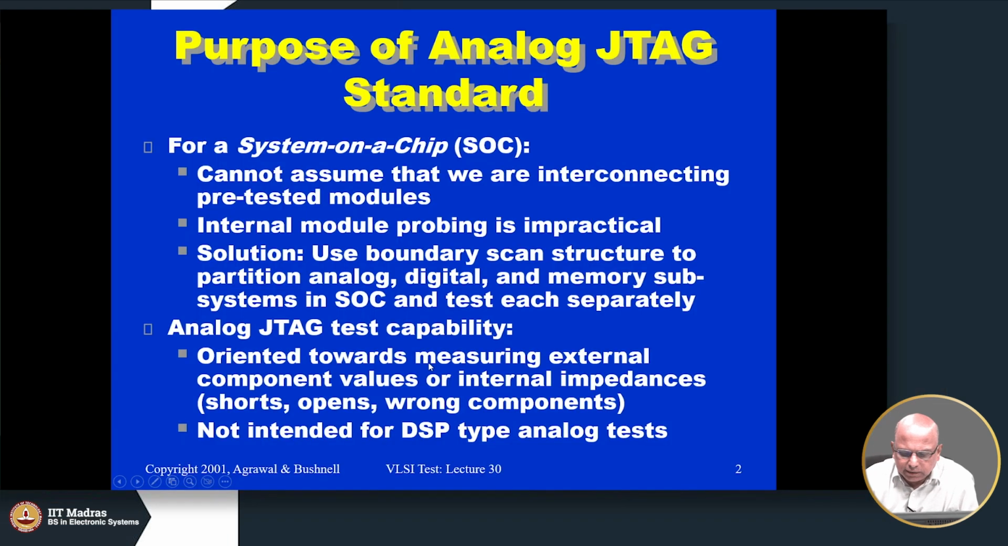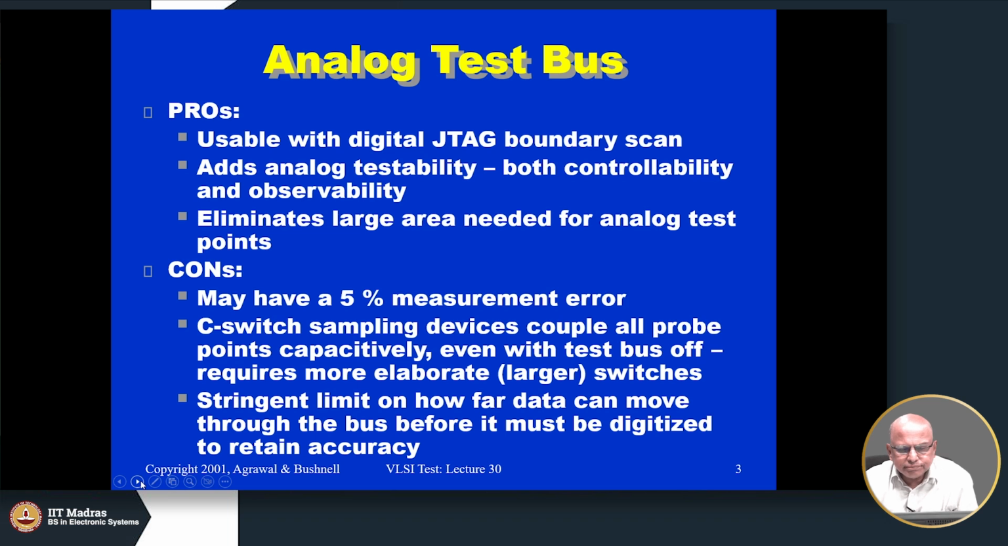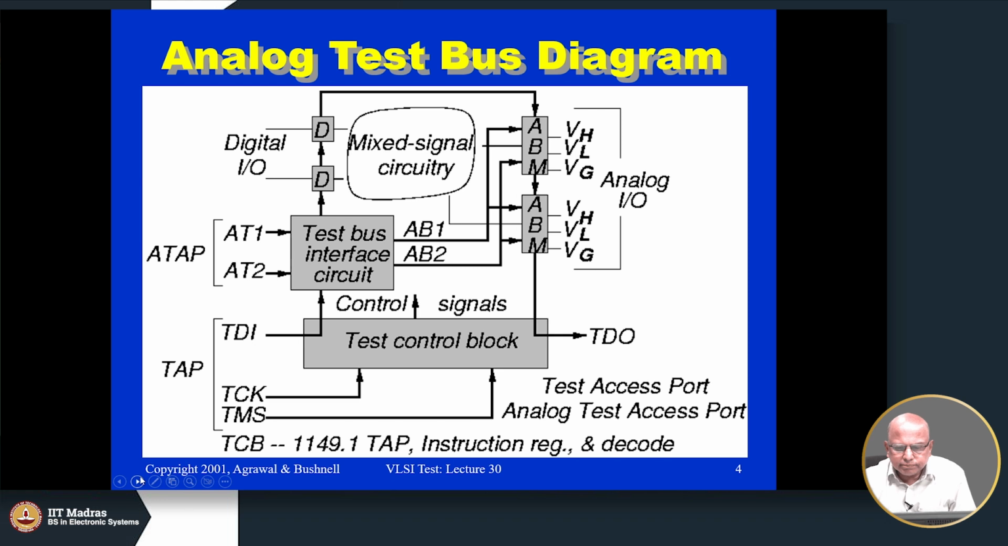So the analog JTAG test capability is oriented towards measuring external component values or internal impedances, not intended for DSP type of analog tests. Okay, simple tests. It's usable with digital JTAG boundary scan, adds analog testability, both controllability and observability, and eliminates the large area needed for analog test points. There may be some measurement error, that is the cons.